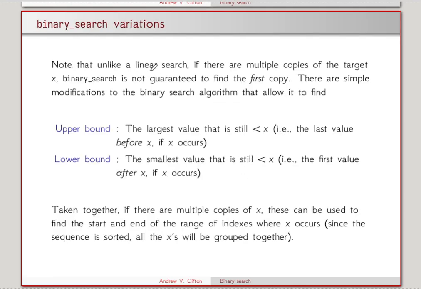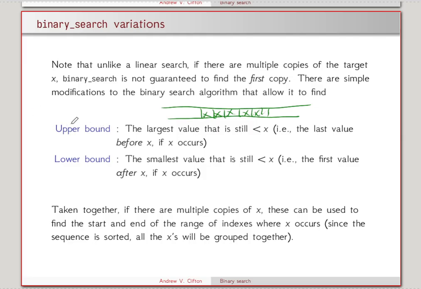So unlike a linear search, if you do a binary search, it's not guaranteed to find the first or the last or any particular one if there are duplicates. You can modify binary search so that if you have a range of copies of a thing, and our sequence is sorted, all of the x's are of course going to be together. So if you have x, x, x, x, x, you can modify binary search so that it will find the bounds of this range.